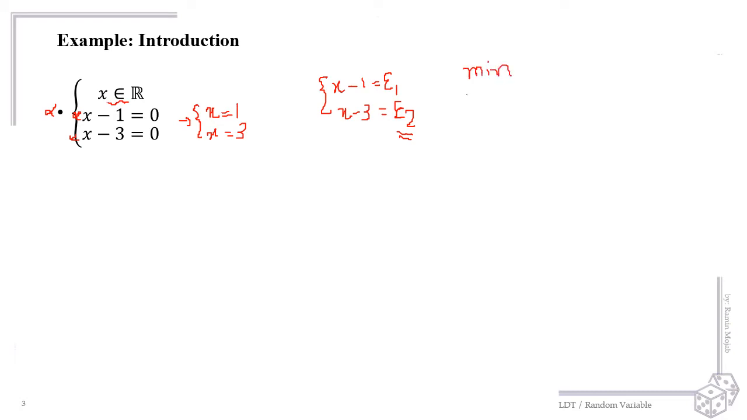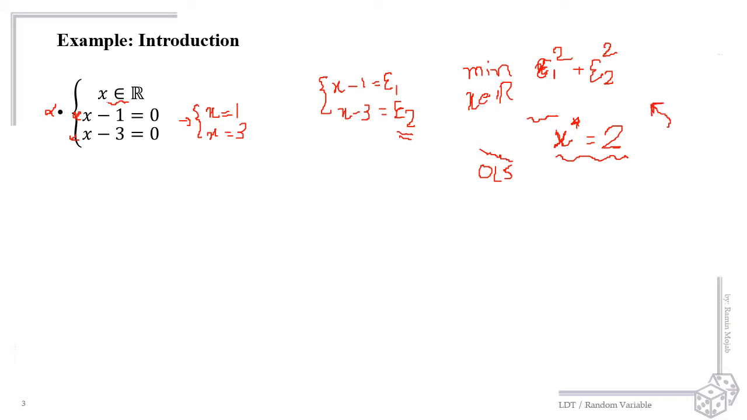In other words, we find an x in R and we minimize epsilon 1 squared plus epsilon 2 squared. The solution to this optimization problem, you can guess the solution, is x star equals 2. Of course, I will talk about this optimization problem later. It is known as ordinary least square estimator. However, this solution is the solution to this optimization problem and is not a solution for this system of equations.